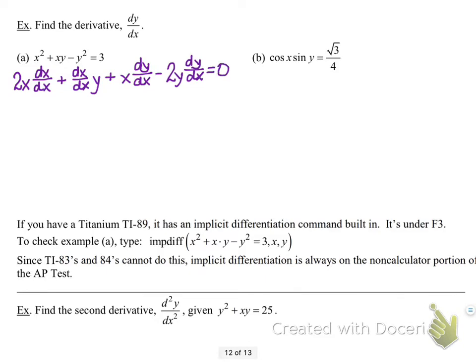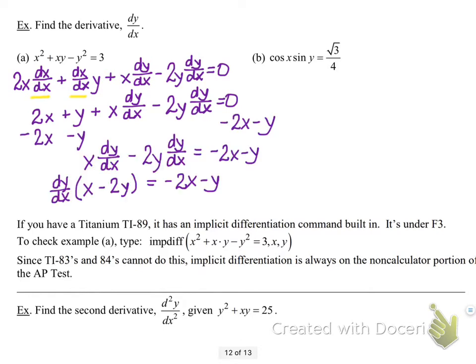Now, if you remember from the previous bit, this dx over dx, that's just 1, because something divided by itself is just 1. So I'm going to go ahead and simplify. And then we're going to get dy dx on one side and everything else on the other. I kind of started to say it backwards. Just some good old-fashioned factoring, and then we're going to divide both sides by x minus 2y, and we'll have our dy over dx.